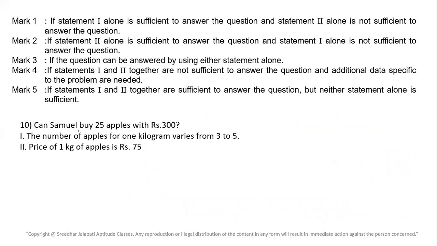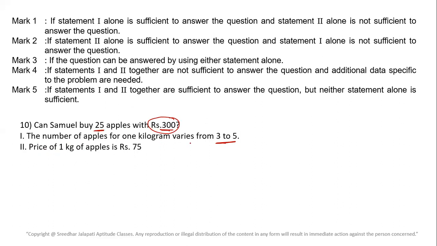Can Samuel buy 25 apples with rupees 300? First statement: the number of apples per 1 kilogram varies from 3 to 5. Here in the question, we are given that he has 300 rupees. We are asked to find whether with that 300 he can buy 25 apples or not.